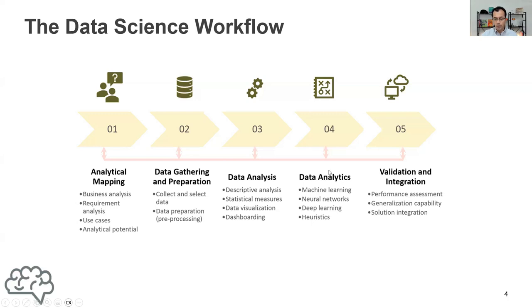And finally, after we do all that, we have to validate our solution. And this means to assess quality, in terms of accuracy, in terms of speed response, and in terms of generalization capability. And after all that is validated, then you do integration. You integrate your solution with the system or whatever you're working with.